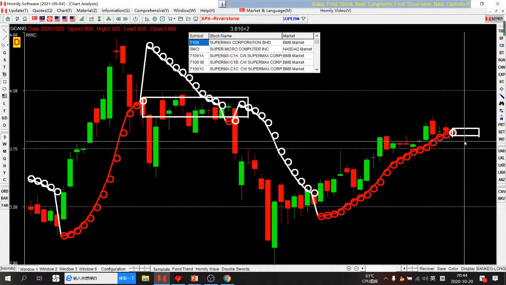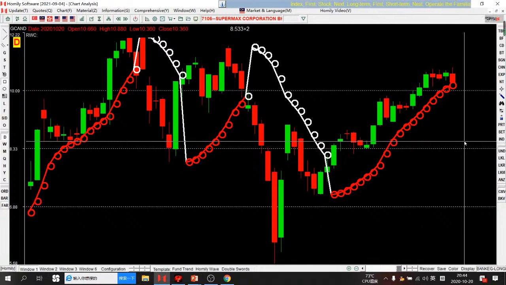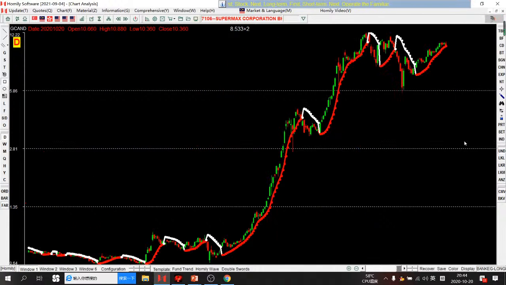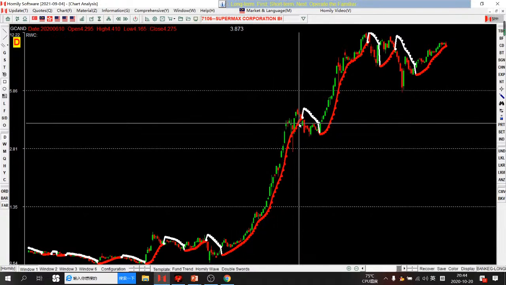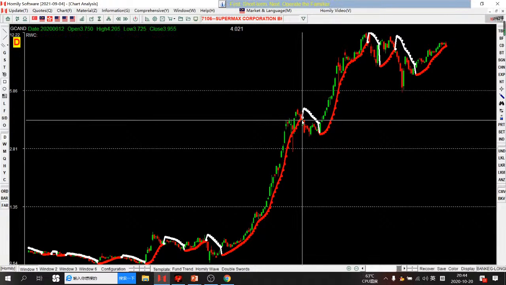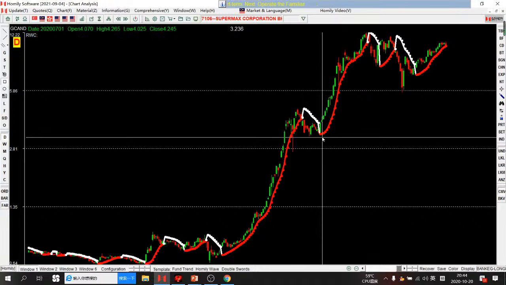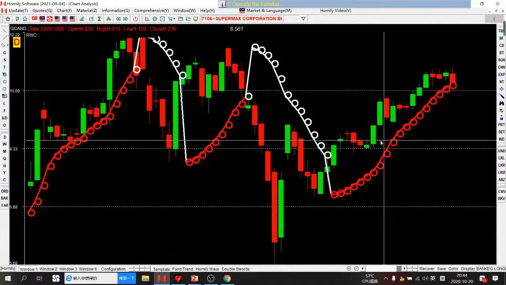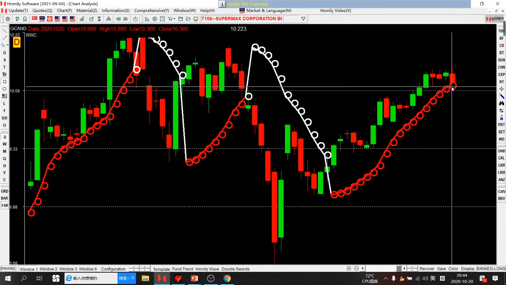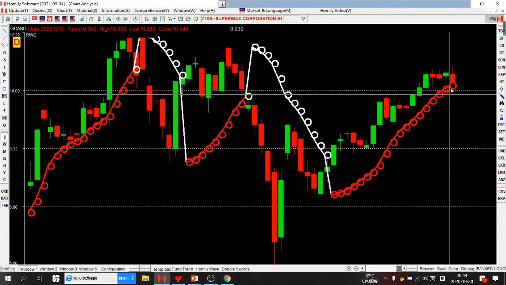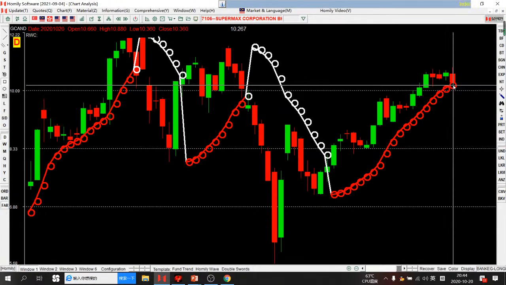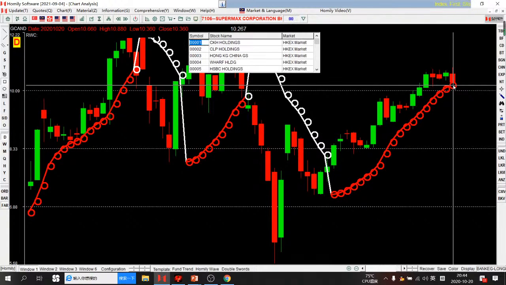Supermax. Supermax is a star performer this year in the Malaysian market, right? You see the red and white circle, in fact, helps us to catch the uptrend very well. All right. So currently, it is still a red circle. Let's say if you are still holding the share, you can continue to hold the share, because it's still a red circle.